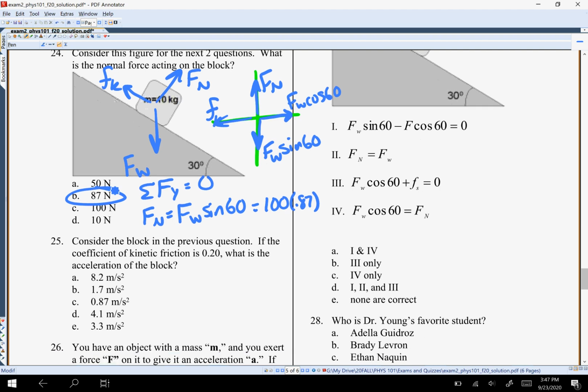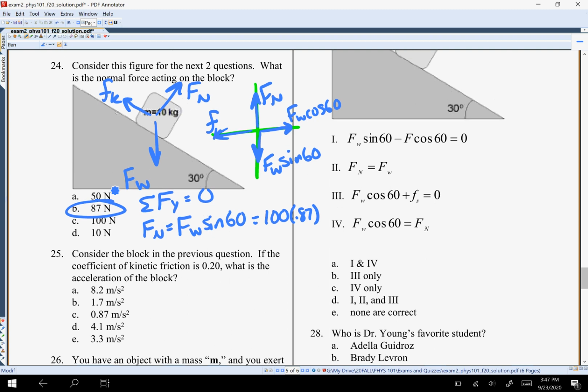So to the bottom of the previous question, if the coefficient of friction is 0.2, what is the acceleration? So I already know Fn, so I can figure out Fk. It's going to be 0.2 times 87. That's 17 newtons. Now I do the sum of the forces in the x direction.